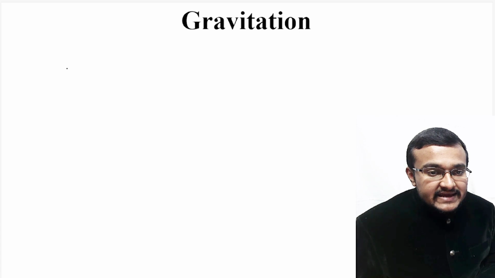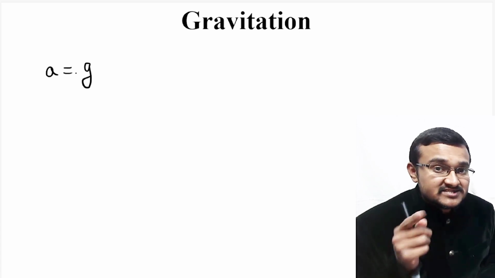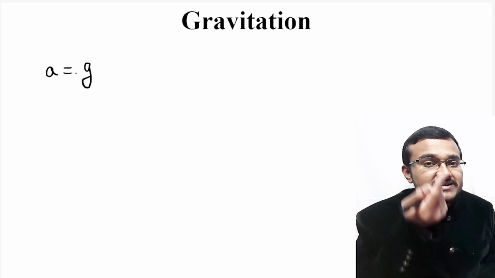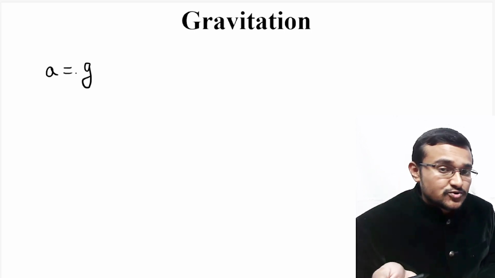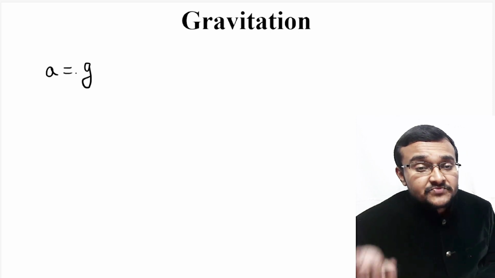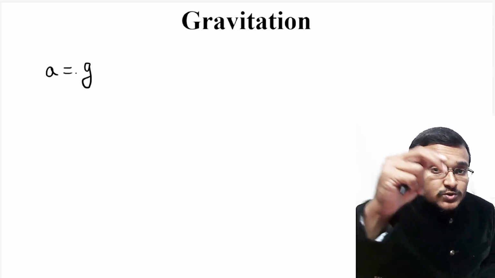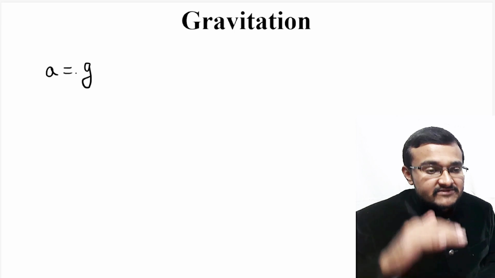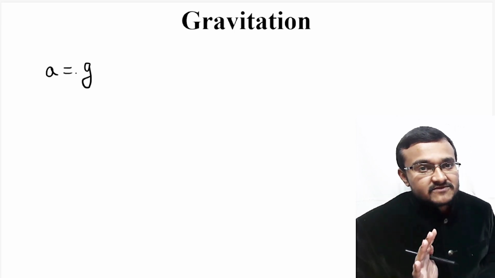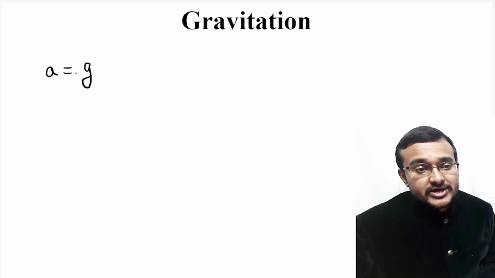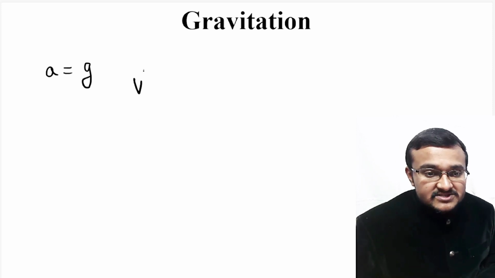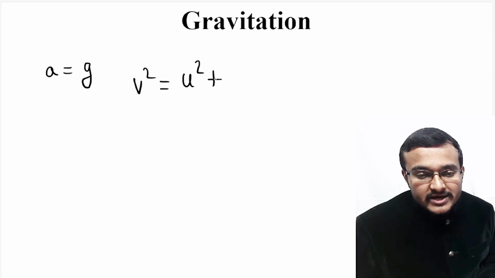So here a is equal to g. In the previous question I told you a is equal to minus g because the ball was traveling against the gravitational force. So that's why I took the acceleration due to gravity as negative. But here this particular stone is traveling under the influence of gravitational force towards the Earth's surface. So that means here g is plus g only. So a is equal to plus g. v square is equal to u square plus 2gs.